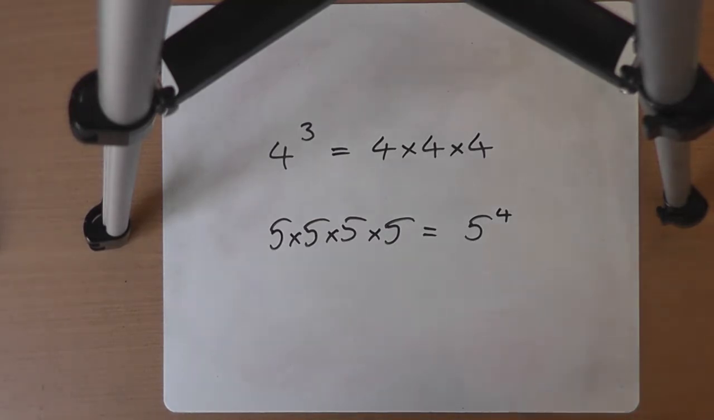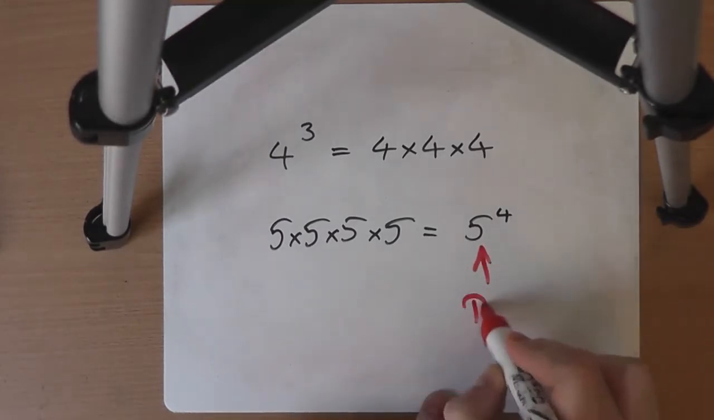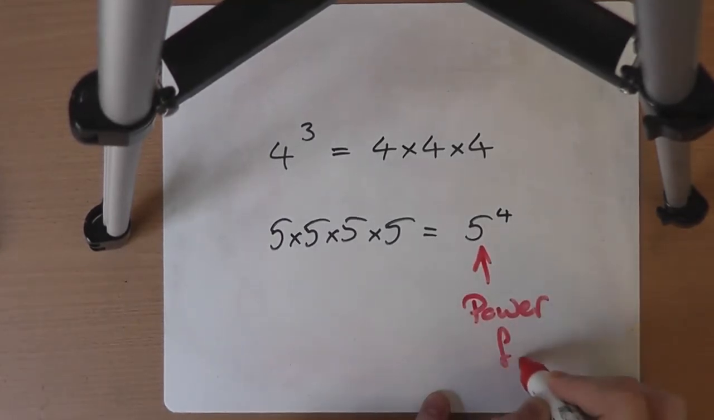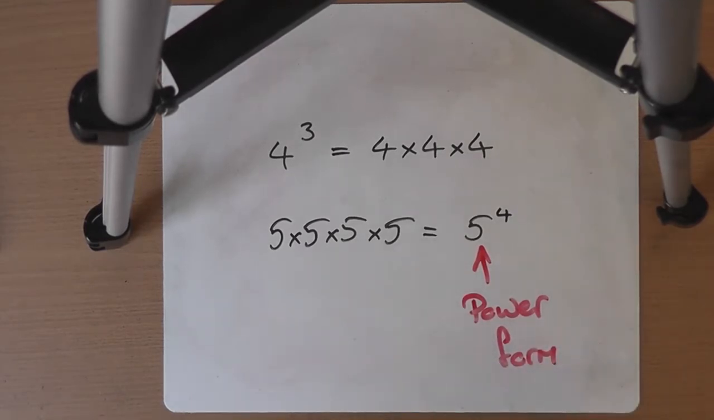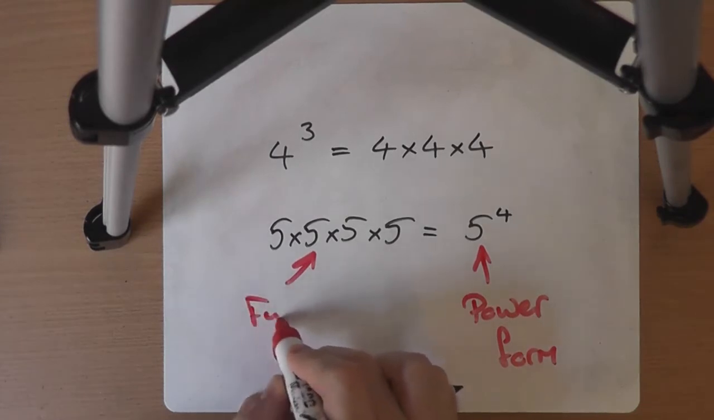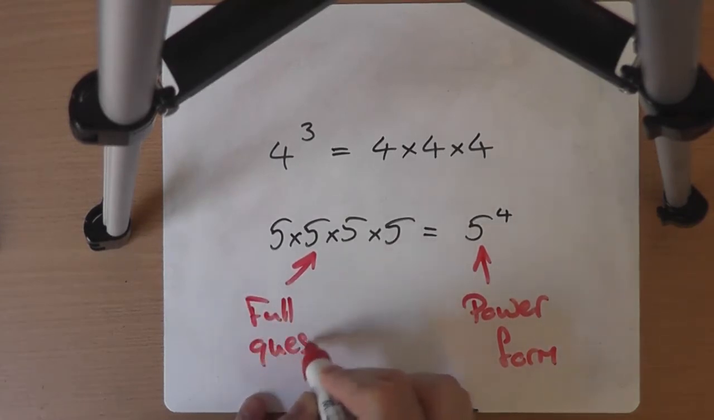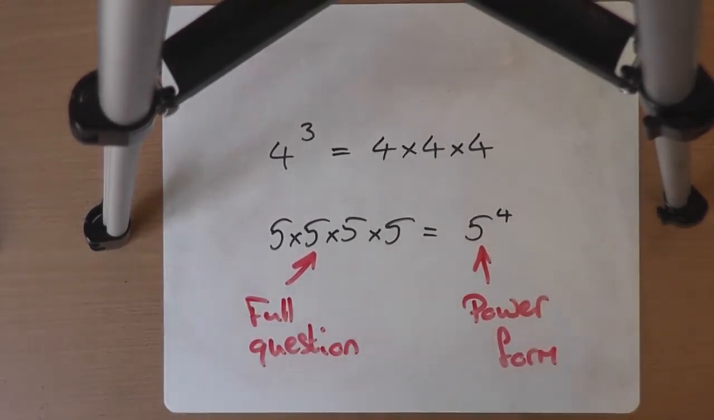And the first type of question that you might have to deal with when we're looking at powers is to switch between these kind of power form and long form types of writing something down, where this is the power form, the way of writing this question with a power in, and this is not. This is the full question. This is what we'd actually be doing if we were asked to work out the value. But the first thing you might have to do is write something as a power, or take a power and write it in full.